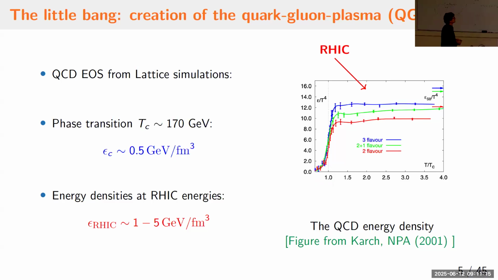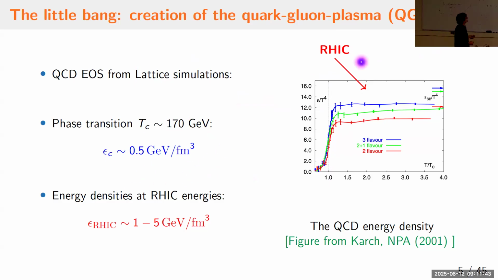It's a crossover phase transition, and the number of degrees of freedom increases. So we go from hadrons to partons and gluons. Of course, gluons and quarks have more degrees of freedom, color charge, and so on and so forth. And this will translate into this increase in the energy density. The estimate here is that this happens at an energy density of the order of half a GeV per fermi cubed.